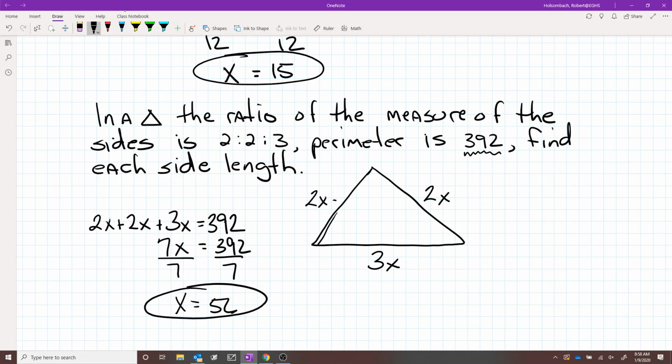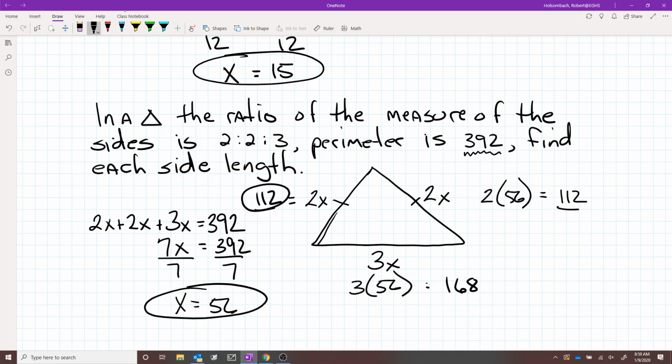These two congruent sides are going to be 2 times 56, which is 112. And this third side will be 3 times 56, and that's equal to 168. So you've got a 112, a 112, and a 168. Any questions on writing ratios or using extended ratios to find side lengths or angle measures in triangles?